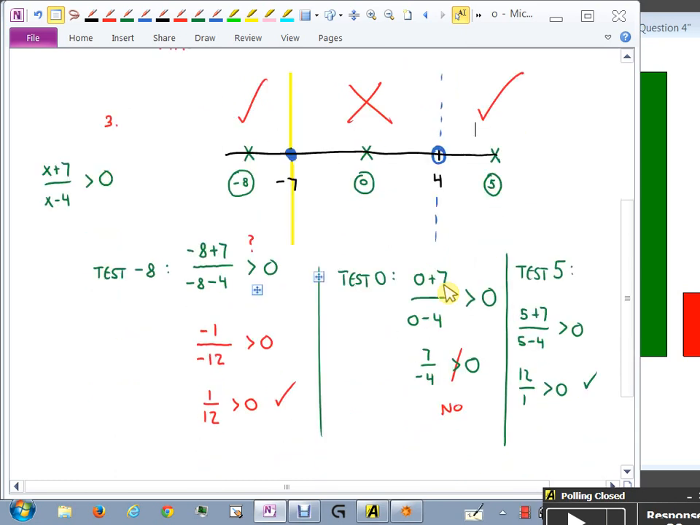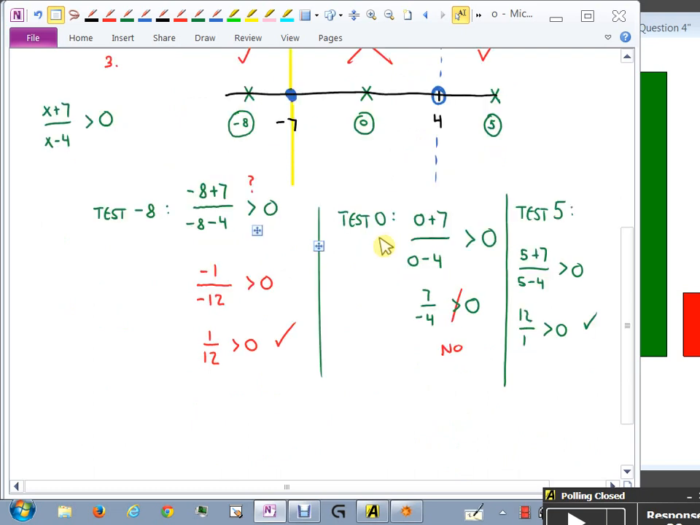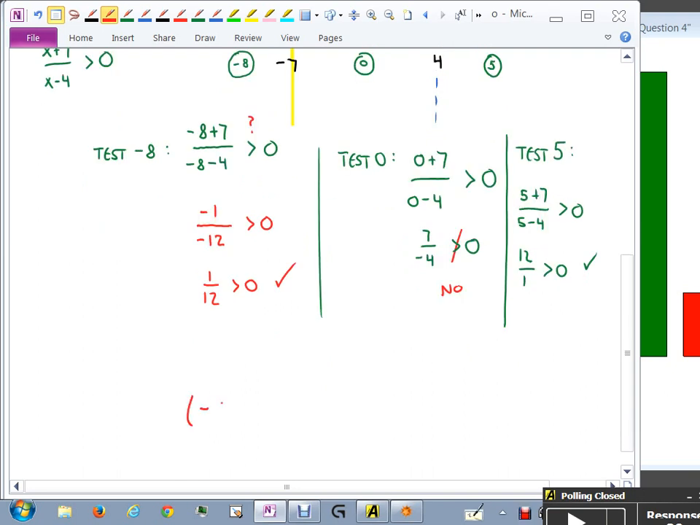So how am I going to write my answer? It's interval notation still. Everything to the left of negative 7? Negative infinity to negative 7, parenthesis, union, parenthesis, 4 to infinity.